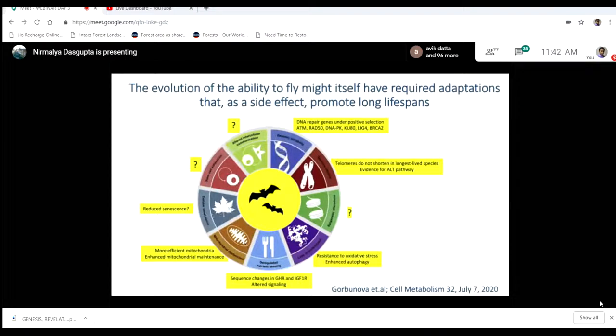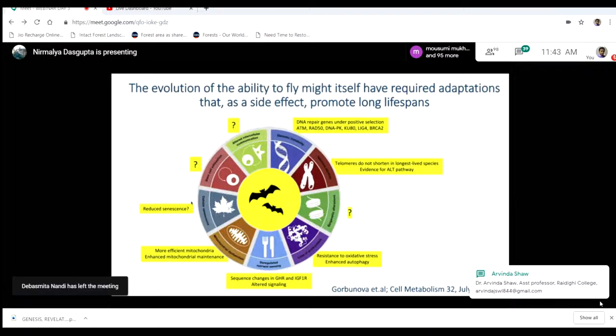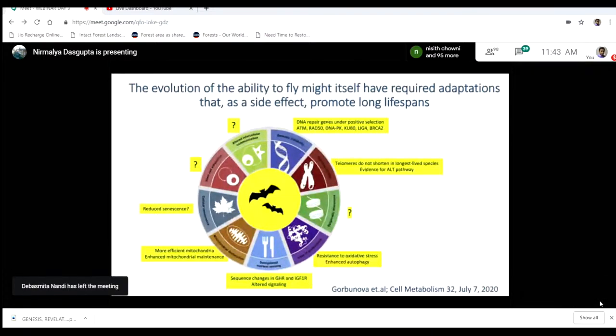And because they have efficient DNA repair, their telomeres do not shorten with age. And because of flight, their mitochondria are highly efficient, which we don't have. And the senescence, I told you, is when the cell stops growing because of DNA damage. Because they don't have DNA damage, maybe they don't have senescence also. That's the reason for their longevity. So the evolution of the ability of flight might itself have required this adaptation, with long lifespan as a side effect. So flight, lifespan, and the virus, asymptomatic carrier of virus, all three are linked.